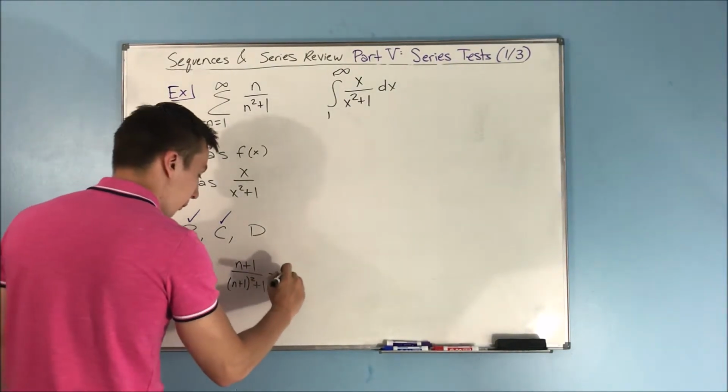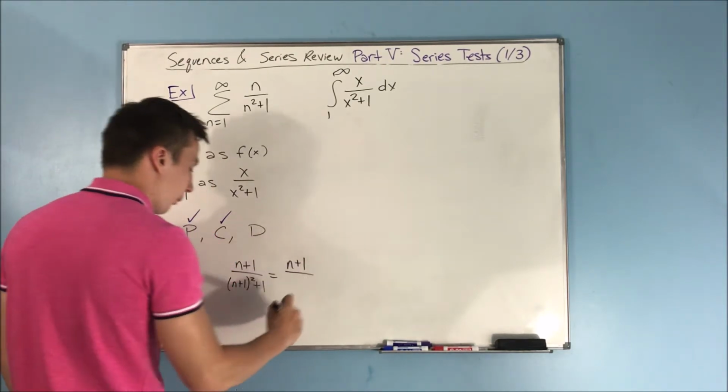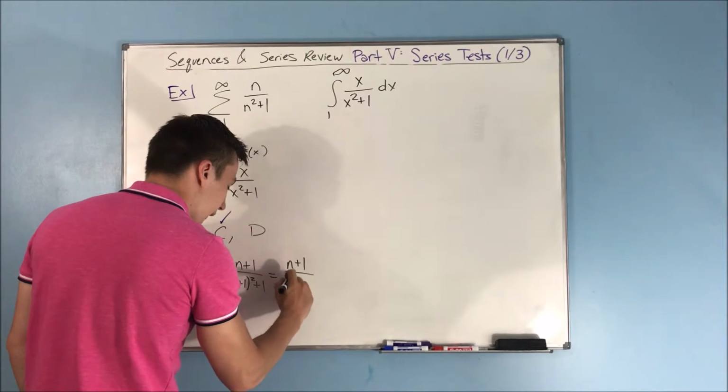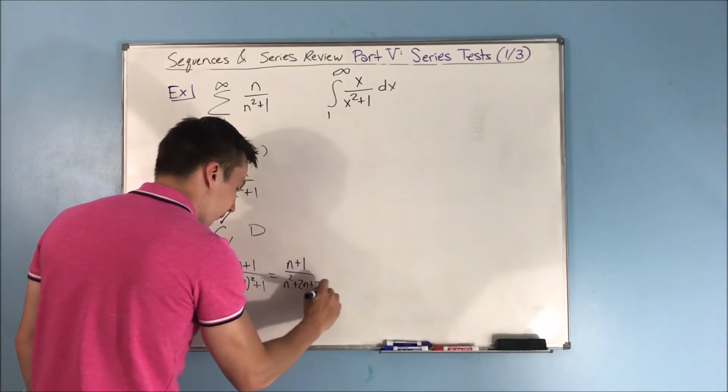Now if we do a little bit of foiling here on the bottom, and we combine like terms here, we're going to get n plus 1 over n squared plus 2n plus 2.